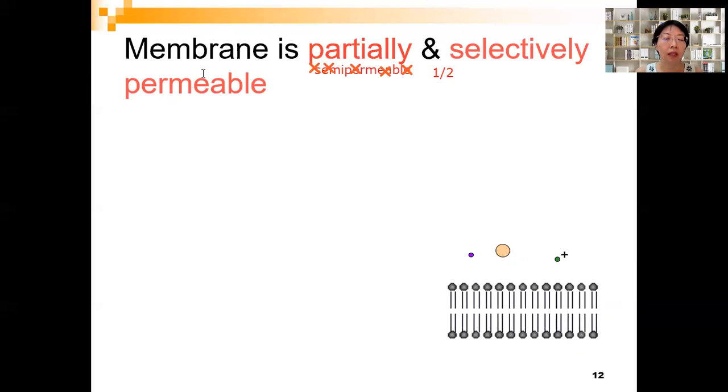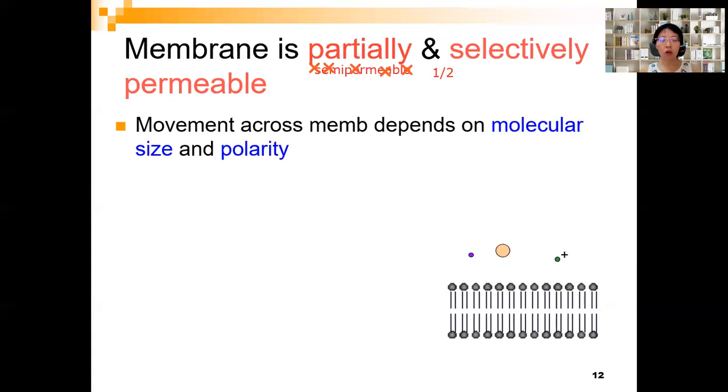So therefore this statement is totally not correct. Never ever use this term again from A levels onward. We always learn to use the most accurate term to describe things. So why is the membrane partially and selectively permeable? Movement of molecules or ions across the membrane depends on the molecular size and polarity.